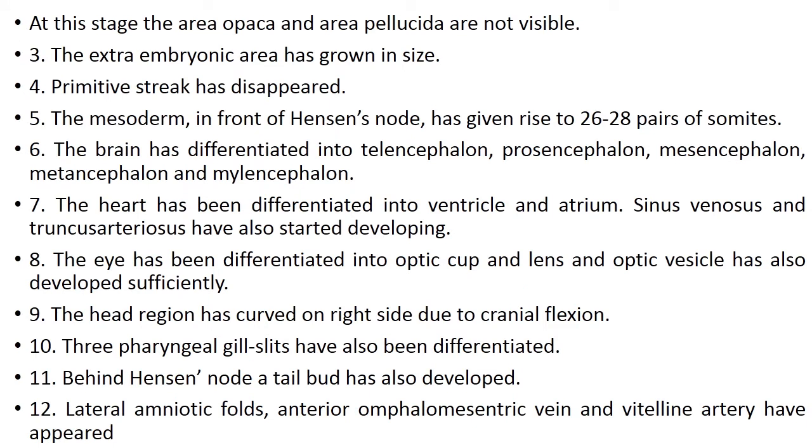You cannot differentiate between area opaca and area pellucida. The extra-embryonic area has grown in size. Primitive streak has completely disappeared. The mesoderm in front of Hensen's node has given rise to 26 to 28 pairs of somites. The brain has differentiated into telencephalon, diencephalon, mesencephalon, metencephalon and myelencephalon. The heart has been differentiated into ventricle and atrium, and you can see the beating of the heart. Sinus venosus and truncus arteriosus have also started developing.